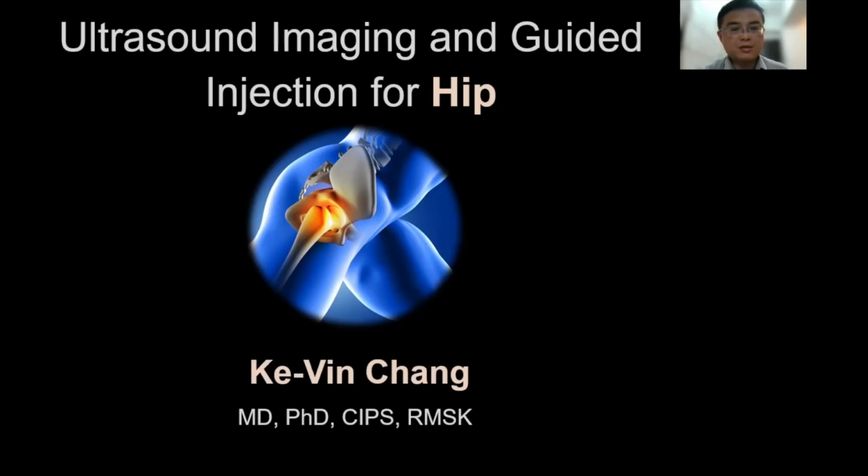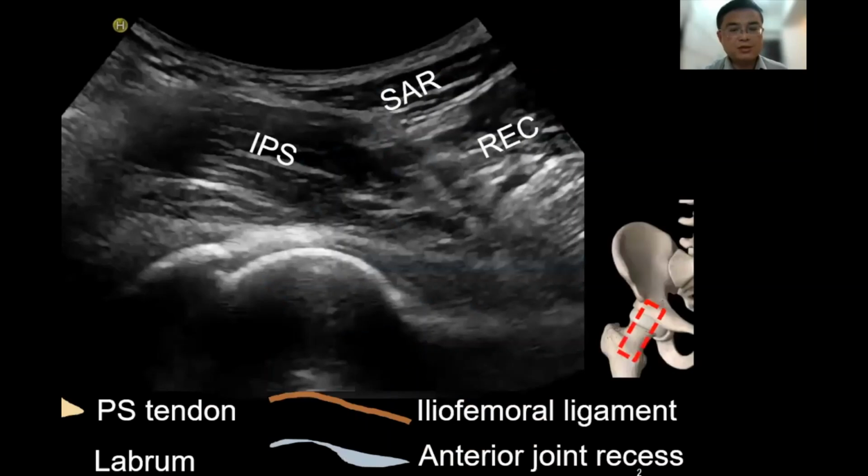My talk is ultrasound imaging and guided injection for the hip joint. Compared with other joints, the hip joint is deeply located. Therefore, there are several structures that you may not easily access using the linear transducer. So in patients with hip joint pain, the procedure that we commonly use is the hip joint injection.